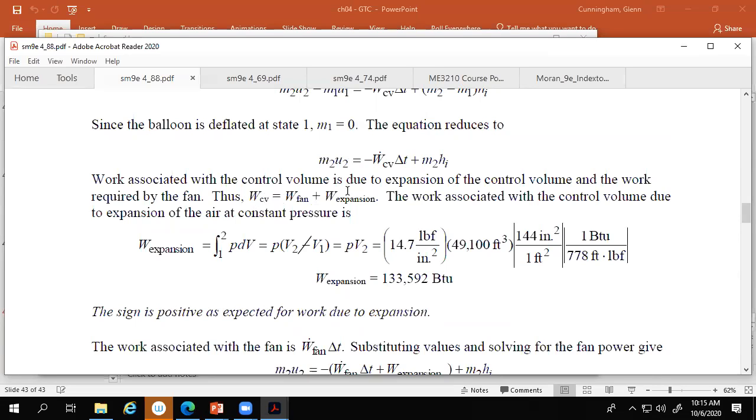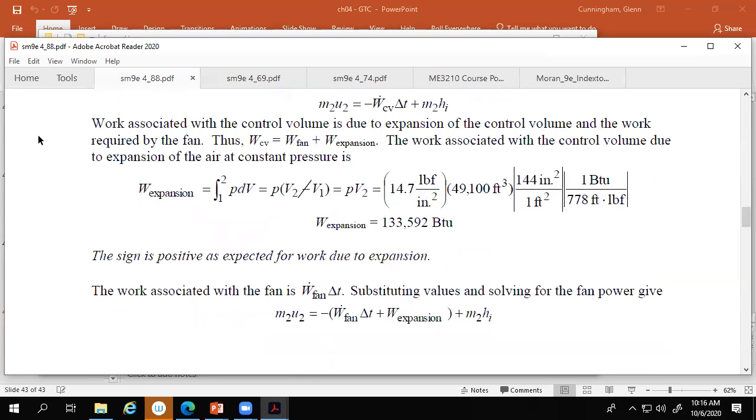And so we've got a W dot in here, but when we multiply it times the dt, then that's going to go away. So if there's not a dot, it's an amount. If there's a dot, it's a rate. Okay. So this is an amount. This is the amount of work for the control volume for the time interval. This is the amount of work that the fan contributes, and this is the amount of the work that the expansion contributes. Okay. So for the expansion, we know we integrate from 1 to 2 PdV.